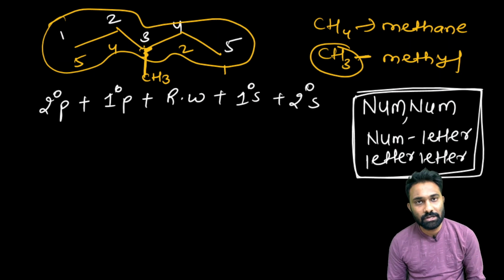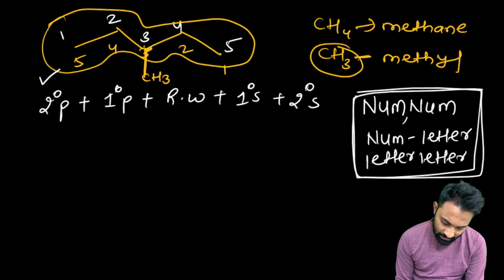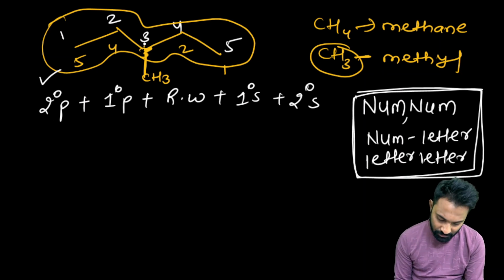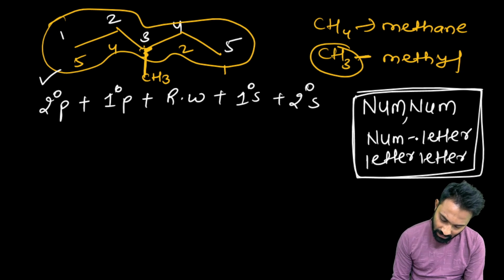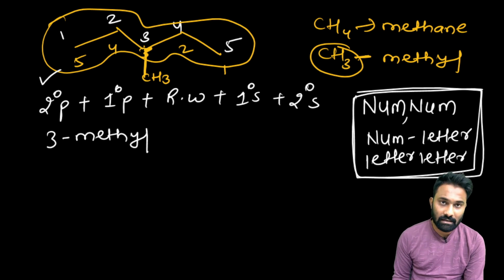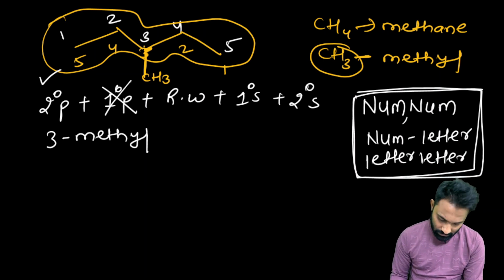While writing the IUPAC name, you will get acquainted. First, is there a second degree prefix? Yes. Which prefix? That is methyl. And which position is it present in the parent carbon chain? Third position. So what I said, number hyphen letter, right? 3-methyl. Clear? Now, is there a first degree prefix? The first degree prefix will say about the ring, bicyclo and spiro. There is no ring compound here, so cancel it out. Then after that, plus root word.